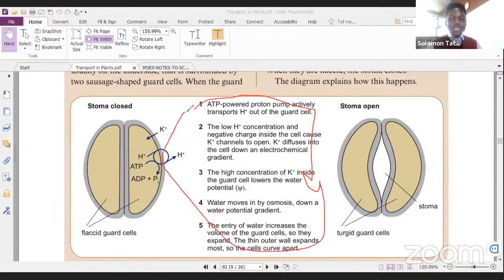Okay, this entire process here, the 5 steps, I've summarized them down by just telling you potassium in, hydrogen out, water in, then expansion. Done. Okay, that's how easily you can get it. But if you have any question, please make sure you can ask.